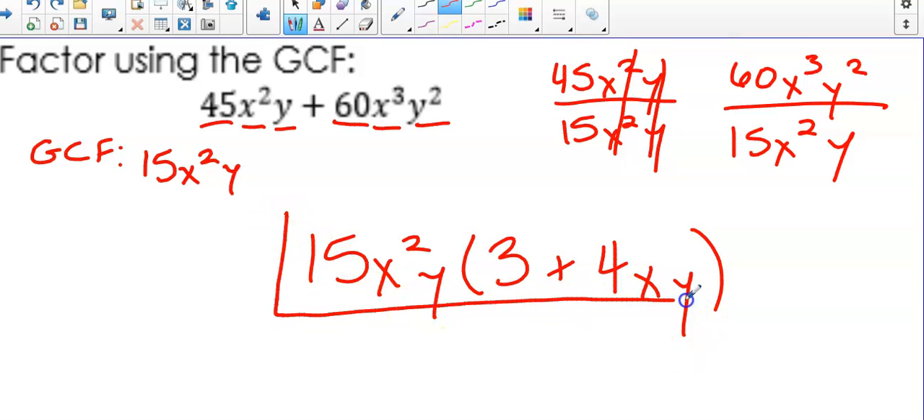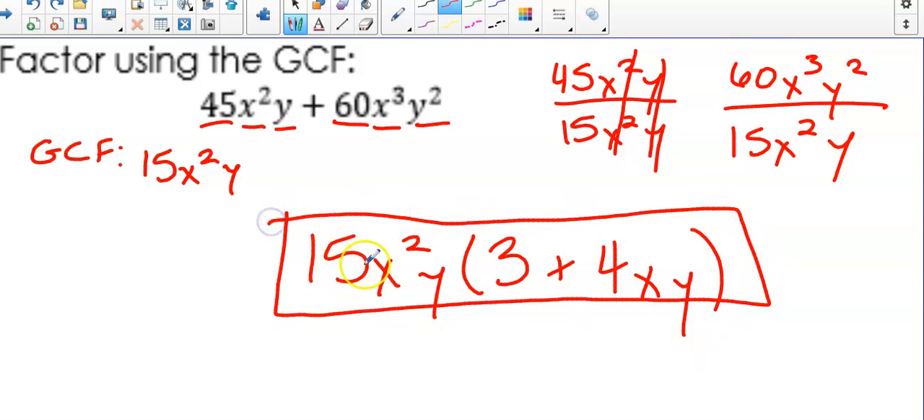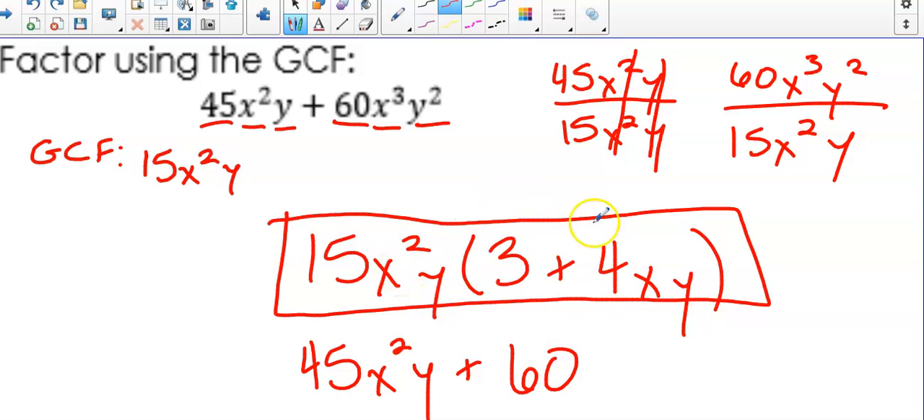Again, multiply these out to check our work. 15 times 3 gives me 45. We have x squared y. And then 15 times 4 gives me 60. X squared times x is x to the third. And y times y gives me y squared. And that matches our original problem, so we know that we did that correctly.